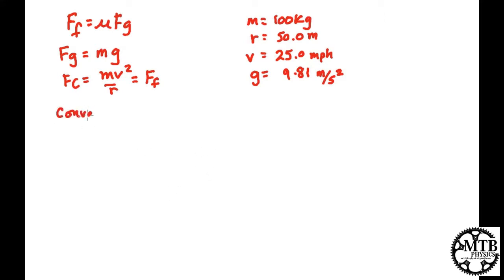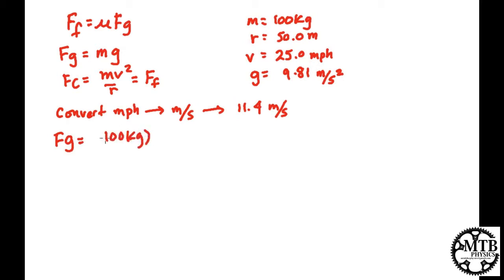First thing you want to do is convert your miles per hour to meters per second. And when you take the time to do that work, it's 11.4 meters per second. All right, so let's calculate force due to gravity. 100 kilograms times 9.81 meters per second squared is going to give us 981 newtons, force due to gravity.